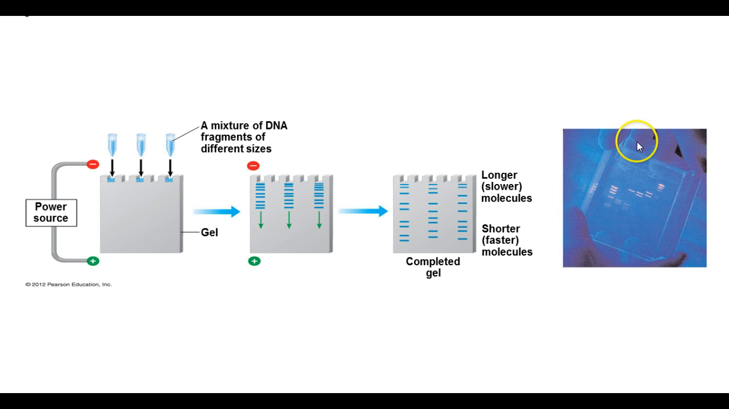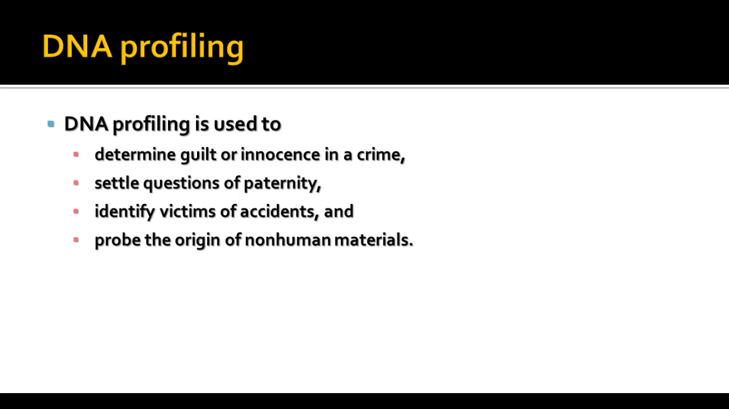And a lot of times, here's a picture of a completed gel under fluorescence to show you where those bands are. You have to put some kind of a dye or marker on the DNA strands so that they'll show up. Now we're going to use this kind of analysis as a DNA profile, and a profile can be used for a lot of different things. It can be used in a crime to determine guilt or innocence. It can be used to settle questions of paternity. If you're not sure who the parents of this child truly are, then they can use DNA analysis to show that.